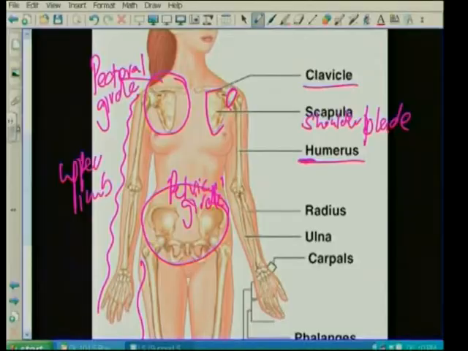Remember, lots of learners confuse humerus and femur. H for humerus, H for hand. F for femur, F for foot. But it's not in the foot, it's in the leg. We'll worry about that when we get there. So we have the humerus in that area there.